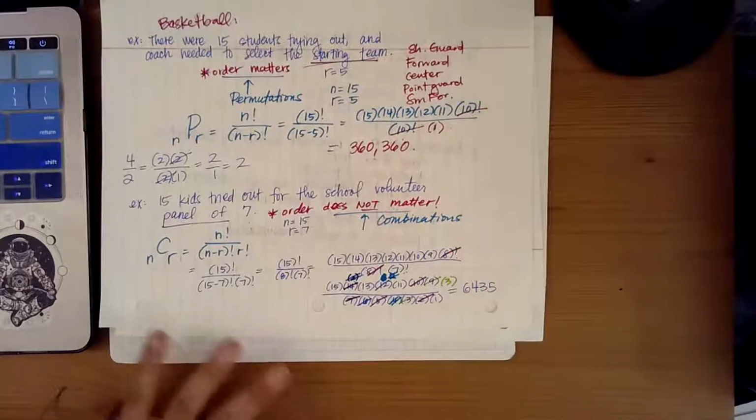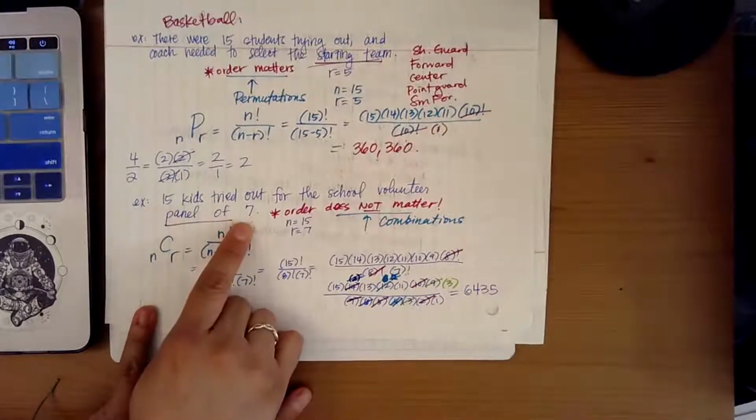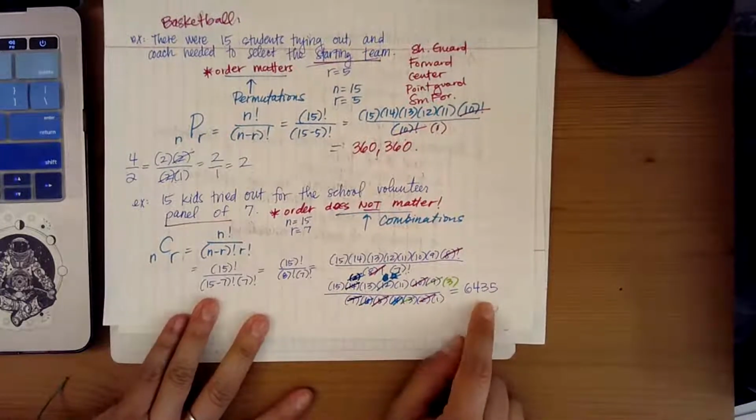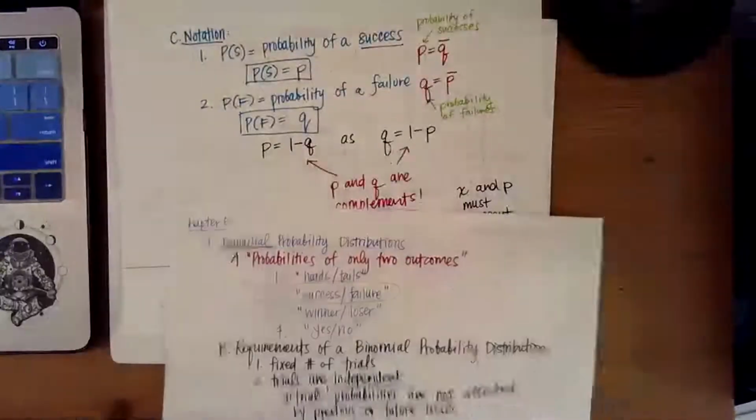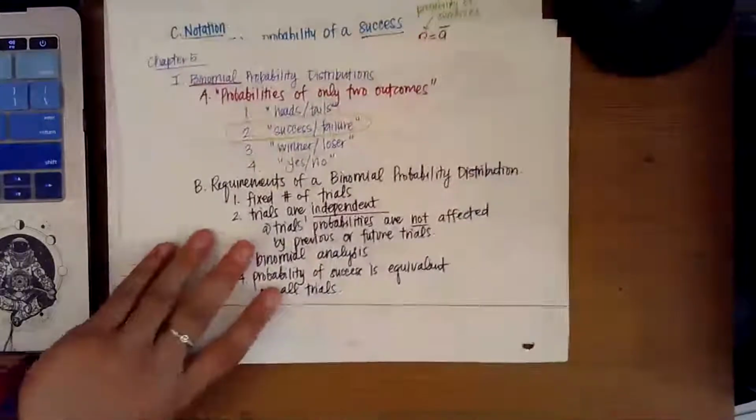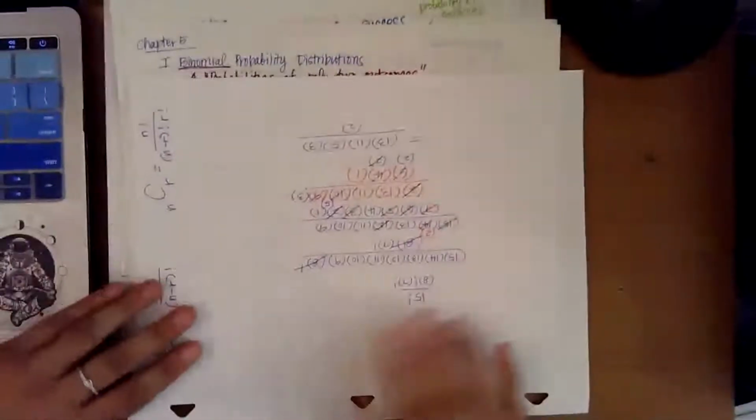So what does this mean? If out of 15 kids I need to make a panel of 7, I have 6,435 different ways to do that. So now let's talk about the binomial probability distribution.